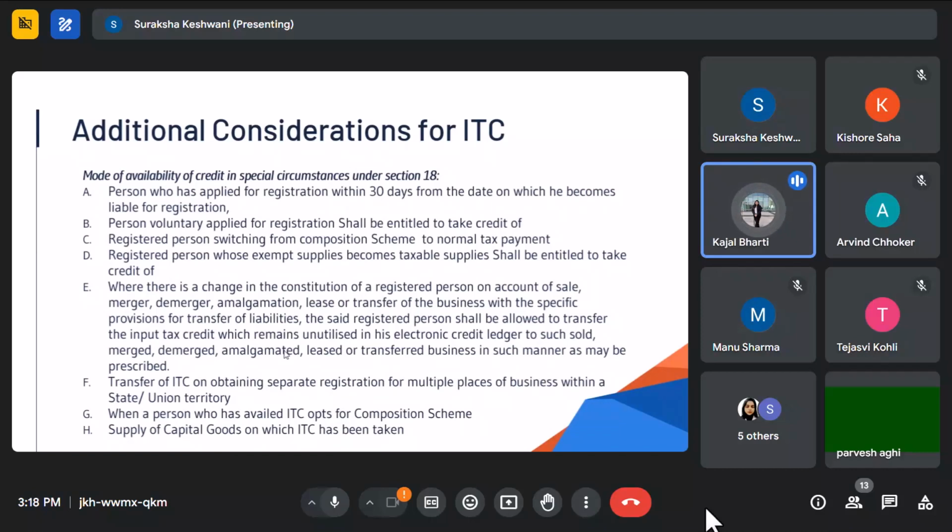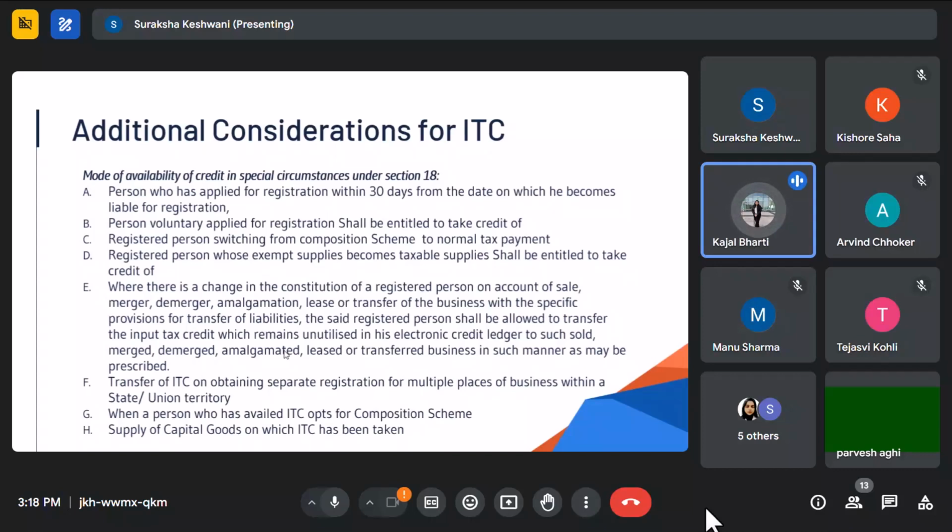Second, a person who voluntarily applied for registration shall be entitled to take credit. Third, a registered person switching from the composition scheme to normal tax payment can also claim ITC. A registered person whose exempt supplies become taxable supplies shall be entitled to take credit.